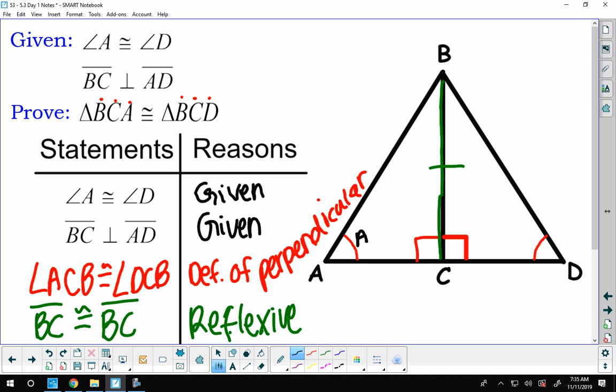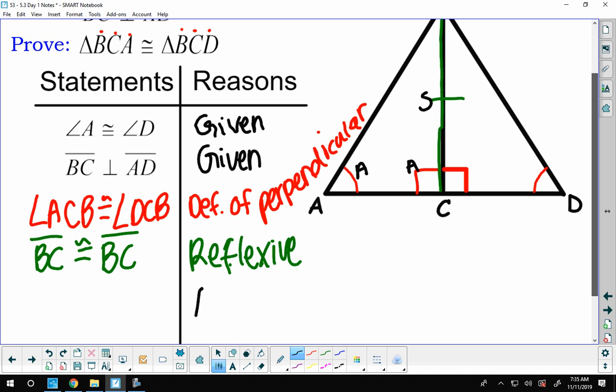We have angle, angle, side. Okay. The included side would be here, but that's not what we have. We have a non-included side. Therefore, we know that is the angle, angle, side congruency theorem that proves my triangles BAC and BCD are congruent.